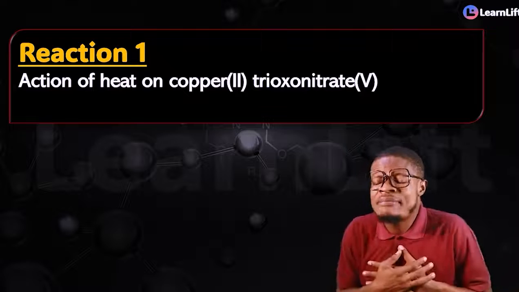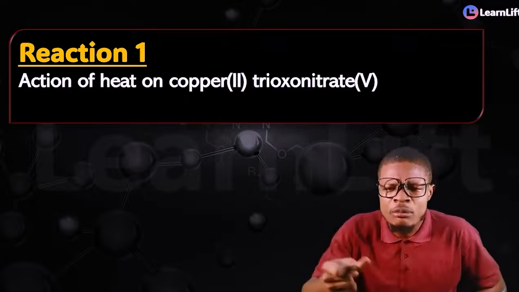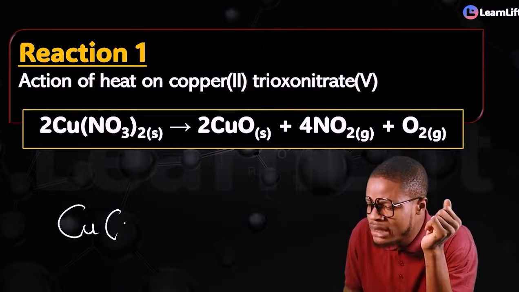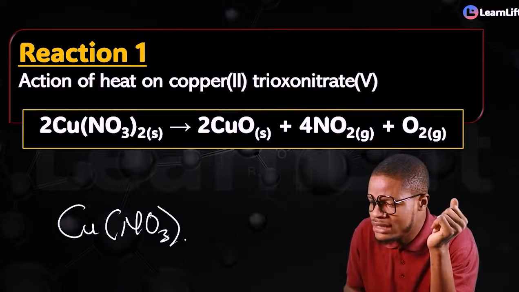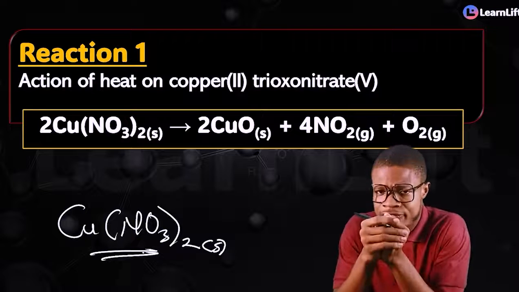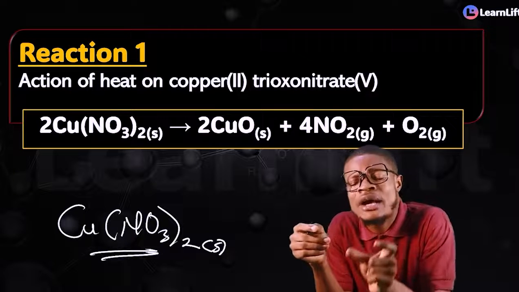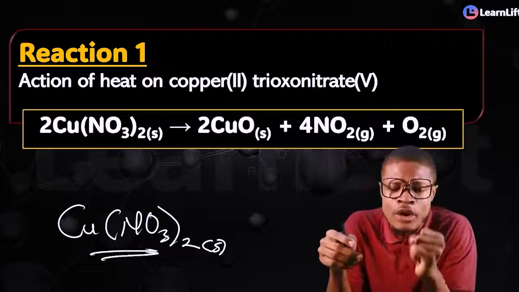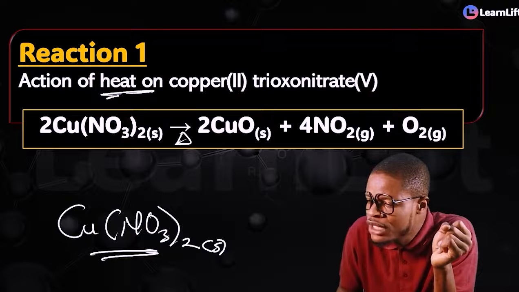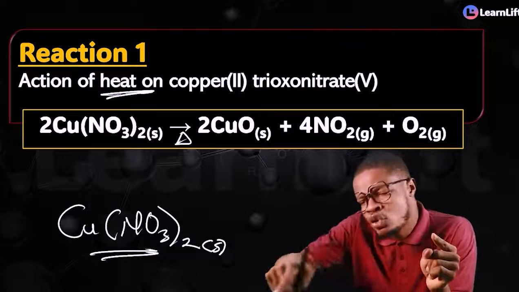What's the formula for copper(II) trioxonitrate(V)? It is nothing but Cu(NO3)2, which is solid. This is your copper(II) trioxonitrate(V). When I take my copper(II) trioxonitrate(V), what do I do? I'm going to heat it. That's why we say action of heat on copper(II) trioxonitrate(V).